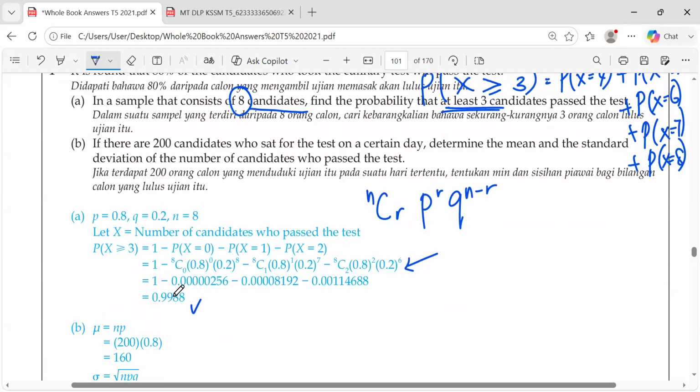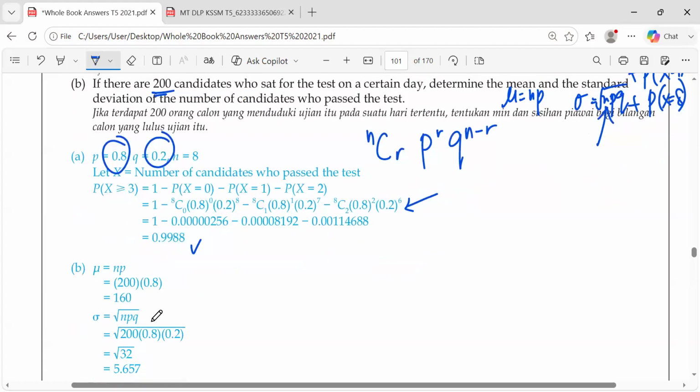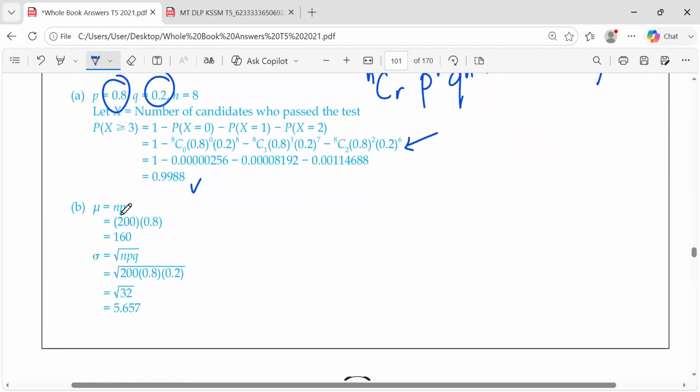Okay, the second one, there are 200 candidates who sat for the test on a certain day. Determine the mean and determine the standard deviation, np and npq. You just substitute 200 inside, P inside, Q inside, and you will get the answer. See? Just apply the formula.